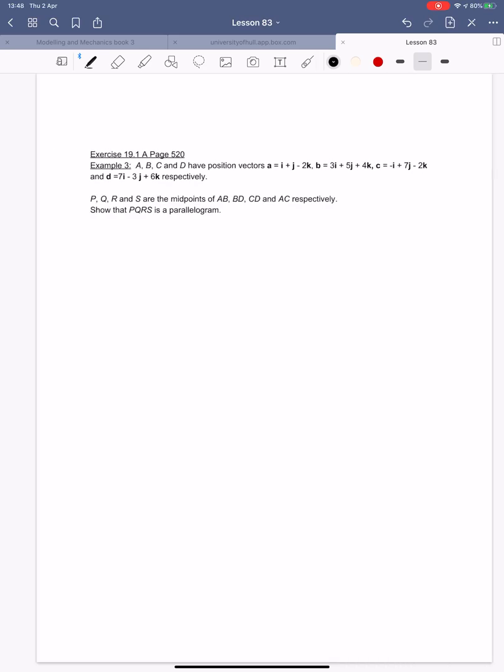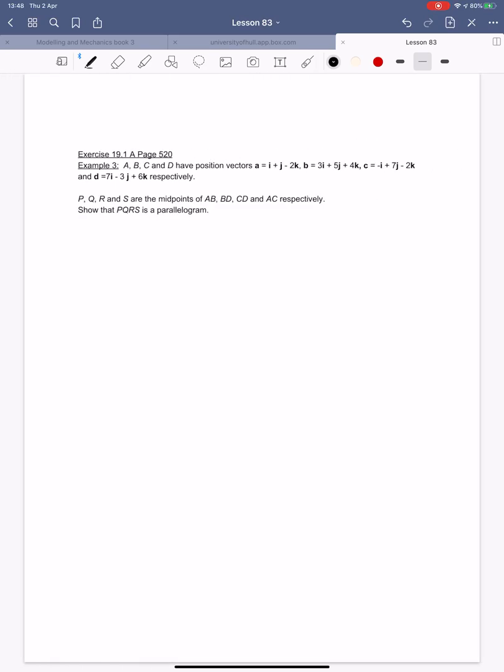Example 3. This is the last one. A, B, C, D have position vectors A, which is 1, 1, minus 2. B, which is 3, 5, 4. C, minus 1, 7, minus 2. Oops, won't put that C there, let's put it around here. And then D, 7, minus 3, 6.